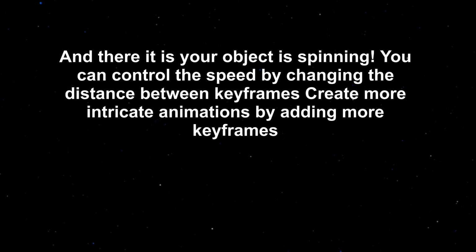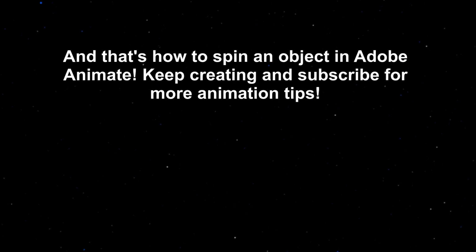You can control the speed by changing the distance between keyframes. Create more intricate animations by adding more keyframes. And that's how to spin an object in Adobe Animate.